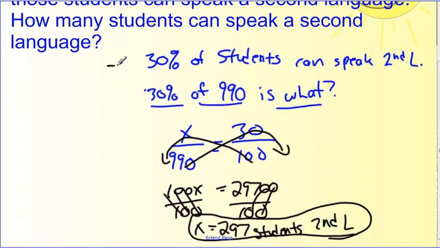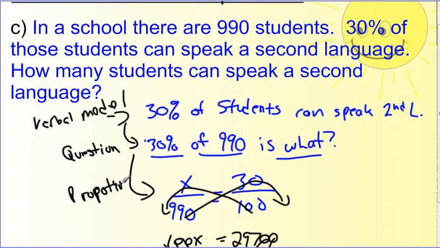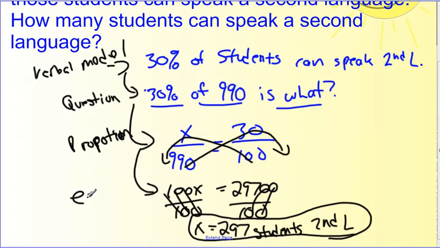So this would be an example of a verbal model. It's kind of like the in-between point between the actual word problem and our math problem. Then we took the verbal model and changed it into our question that we could then change into our proportion, which we then cross-multiplied to get an equation, which we then solved to get our solution.